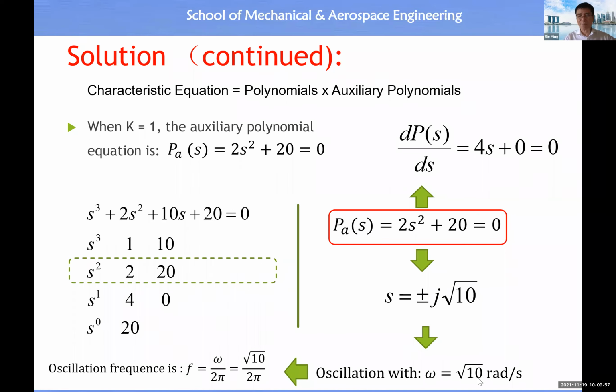Then what is the frequency? Because omega equals 2 pi f, then f equals omega divided by 2 pi. Then this is the oscillation frequency. All right. So this is the first method. So you see, the first method tells you a lot of information. It is much, much more powerful than the time domain design method.